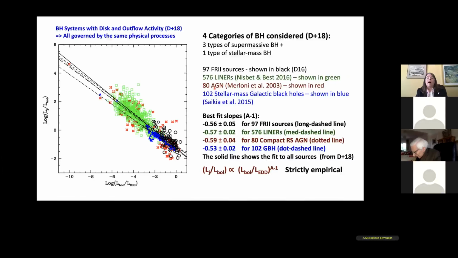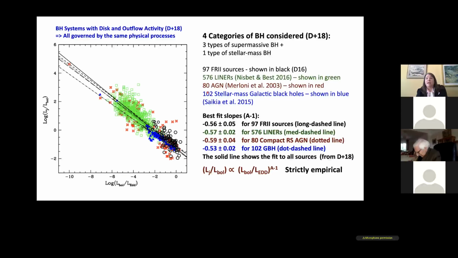There are 80 AGN in the original Merloni et al. sample, which are all quite local AGN, which is really nice because you had a very large range of luminosities, in bolometric luminosities relative to the Eddington luminosity, and even just in terms of the bolometric luminosity.